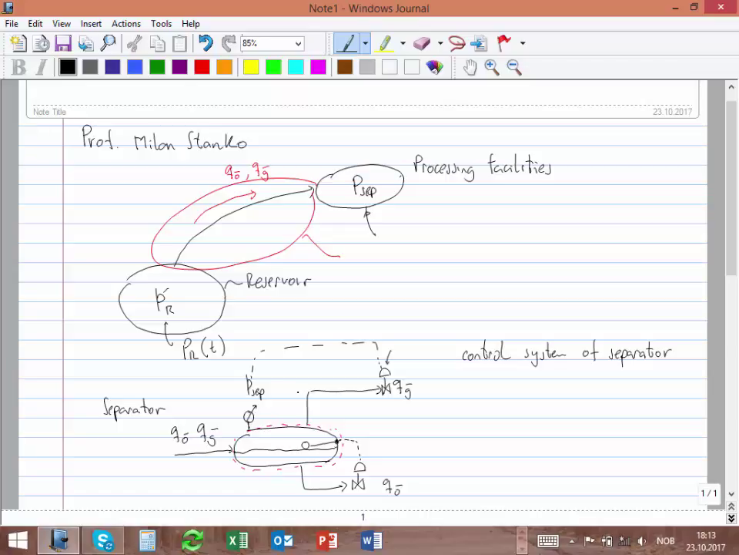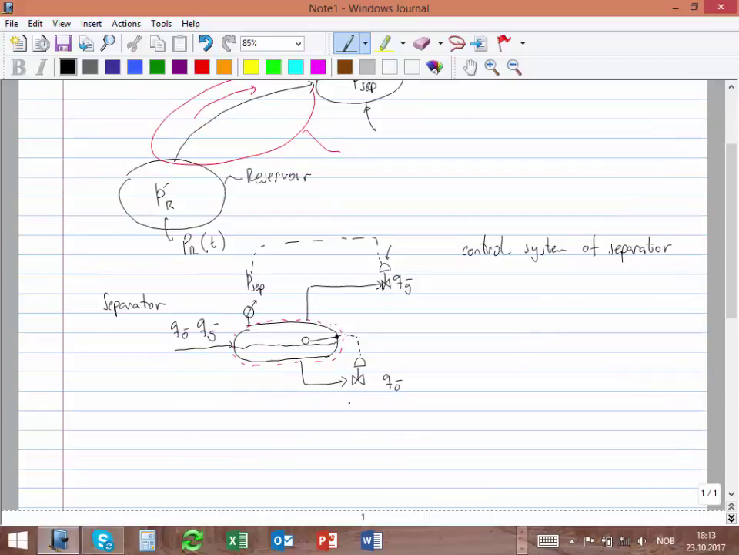You have an automatic control system that is making sure we're not taking more than what comes in, okay? And some other interesting things about the separator: why do you have this level controller? Well, if it goes too low, okay, oil we're going to paint with green, and gas with red, our convention. And if it goes too low, you might have what you call blow-by, okay, gas blow-by.